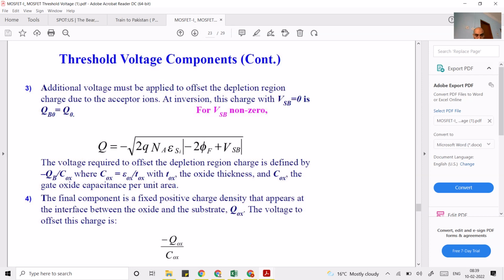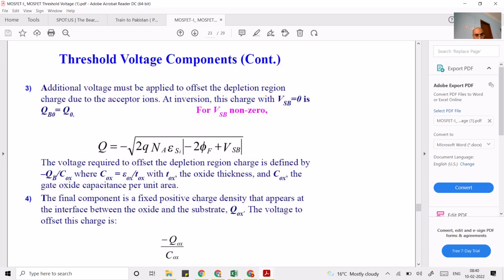So Qox upon Cox. And why are we using minus here for all the things? Because we are considering electrons, and electrons have negative charges. That is why this minus is coming everywhere. If you are using holes, then the symbol will change accordingly. So these are the four things which give rise to your threshold voltage, and because of these four things, you have to apply some threshold voltage to invert the channel underneath the gate.